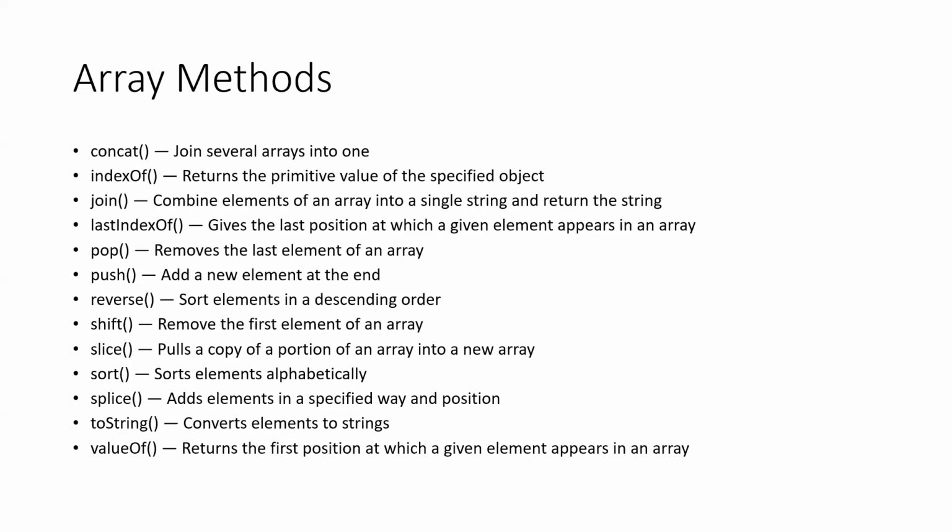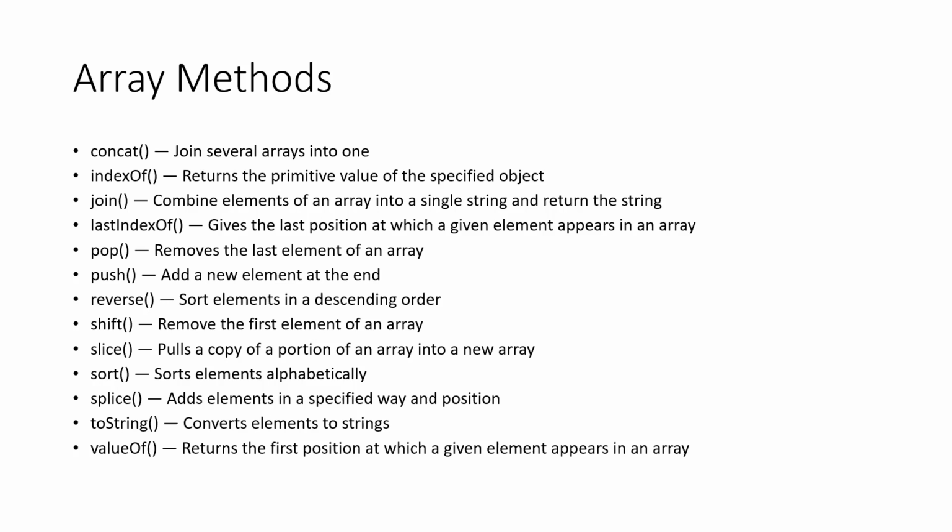There are several array methods actually you can use, which will be useful for you. For example, you can use concat to join multiple arrays. You can get the index of a specific object. You can use join, lastIndexOf. Then you can use pop to remove items from a list. Push if you want to add a new element to the array. Reverse if you want to reverse the order.